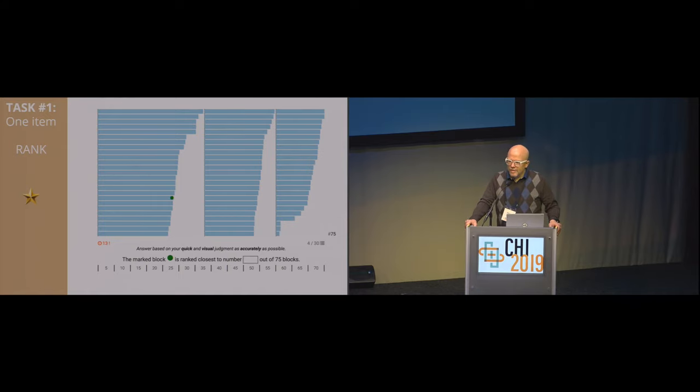So what about the tasks? Well, we wanted a good spread of tasks that capture the type of things you might do with a ranked list visualization like this one. So the first task is a one item type of task that deals with a single item. So we call it a rank task. Basically, you see the interface here that people would see through their web browsers, of marking an item and then asking the participant to rank, you know, what order out of 1 to 75 items is this particular item. So that was one item.